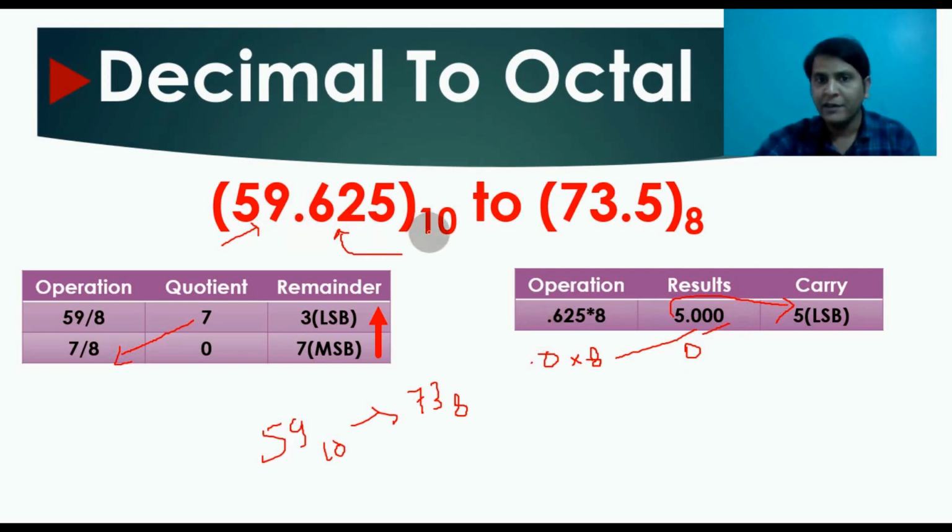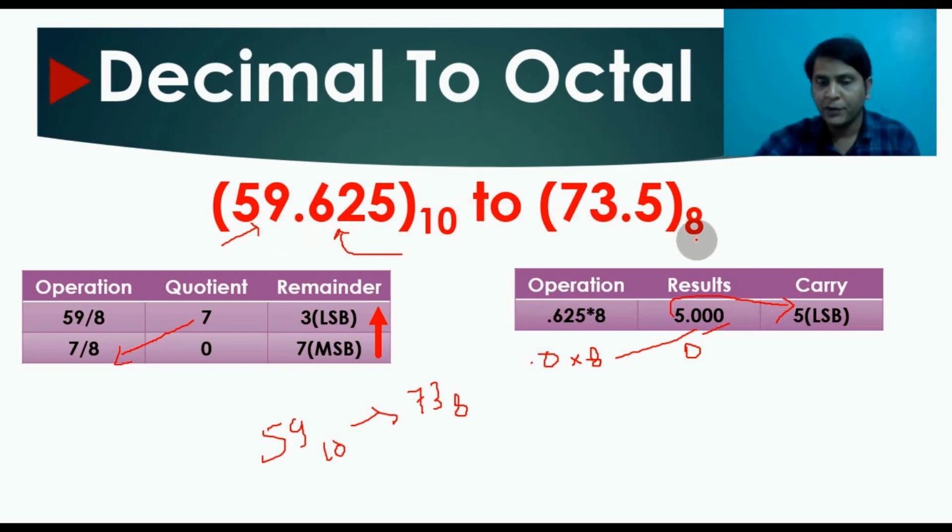So 0.625 in the octal number system can be written as 0.5. So 59.625 in base 10 can be written as the octal number 73.5 in base 8.